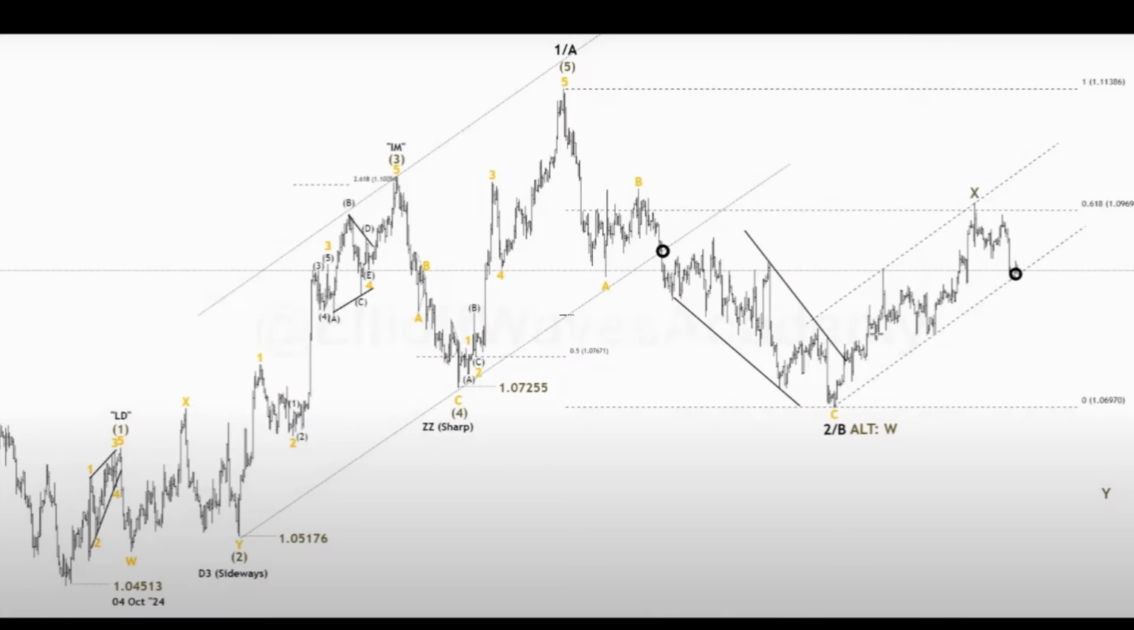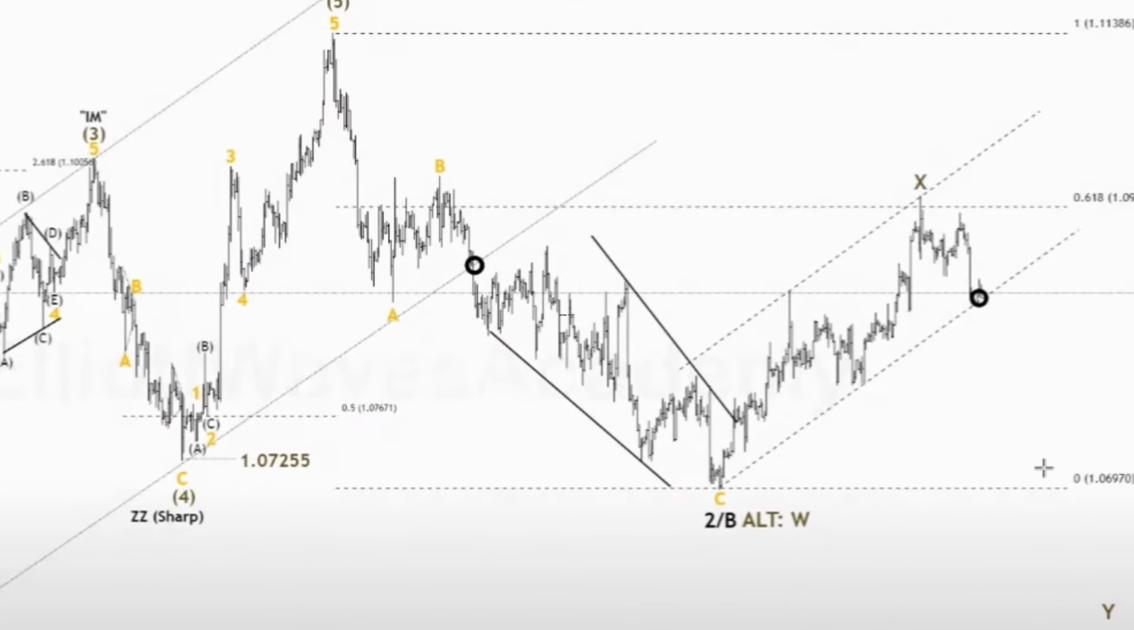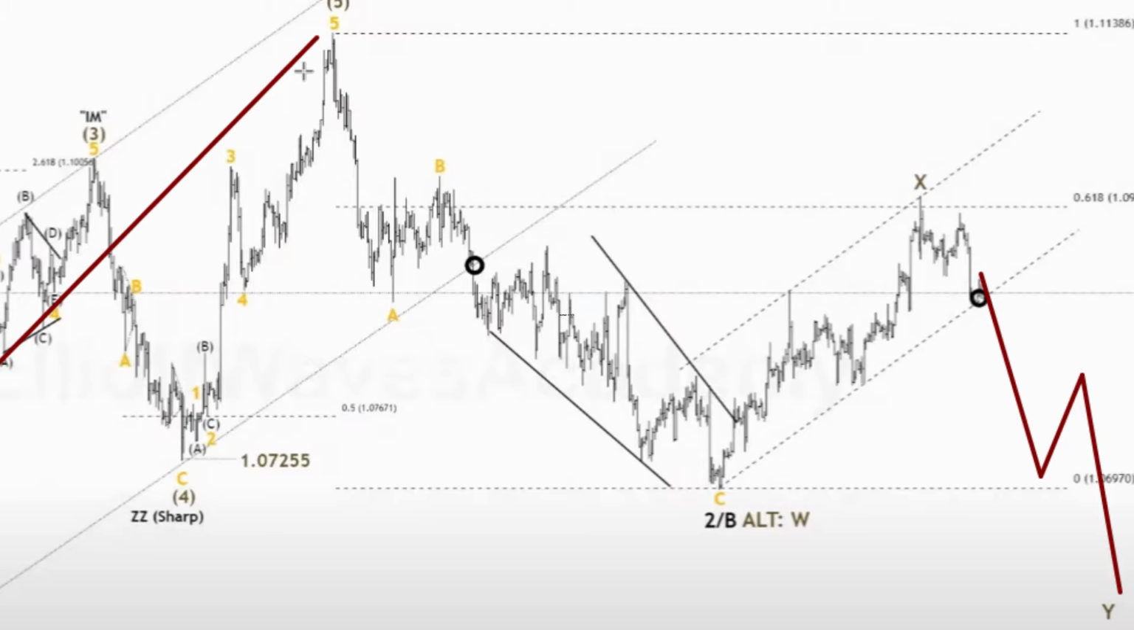According to this vision, we said if the price breaks this corrective price channel, we can see further decline through another zigzag that represents wave Y to form a new low, ideally under 1.06970, which is compatible with 61.8 of the last bullish wave.